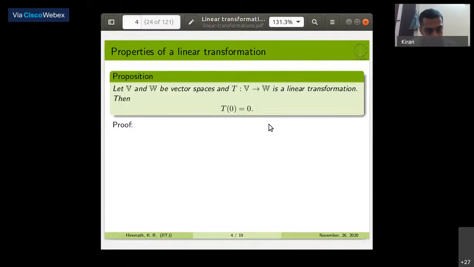And we have seen in a tutorial example that this 0 need not be the actual numerical 0. It can also be 1, 2, or any other number. I hope you recall that tutorial example. Yes, sir. So this is a very important characterization of linear transformations, that they map 0 in the domain to 0 in the range. So let us prove this.